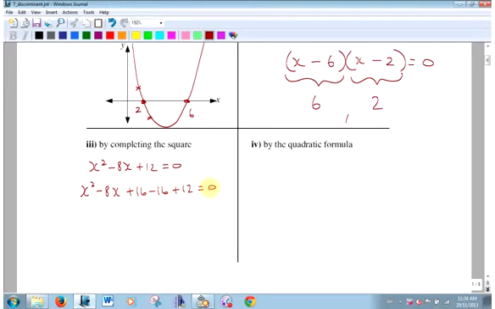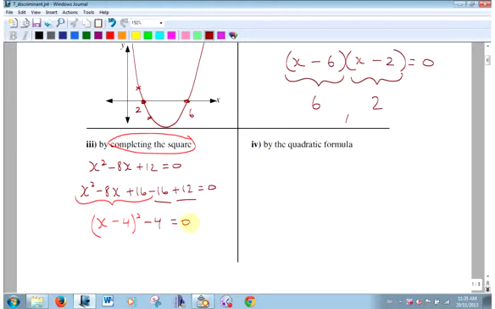I still have my plus 12, but what do I want to do with the first three? Why am I doing this? What is completing the square? I'm making these first three terms a perfect square. That's x minus 4 squared. And I still have minus 16 plus 12, which is minus 4. That equals 0. Okay? That tells me where my vertex is.